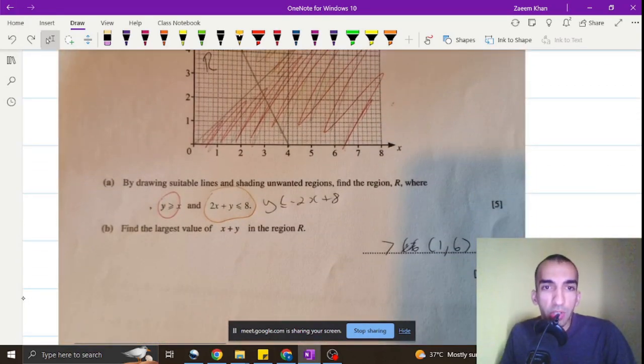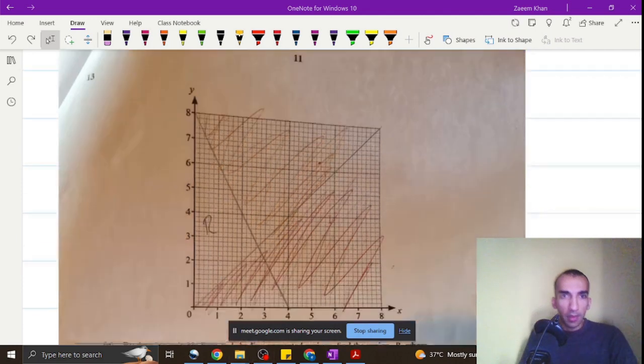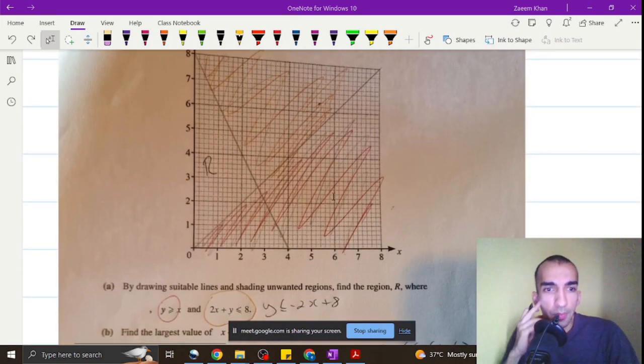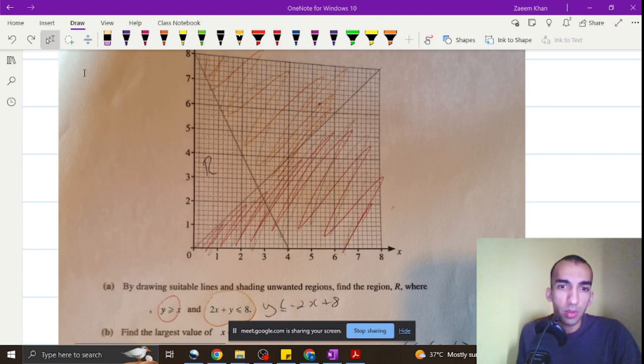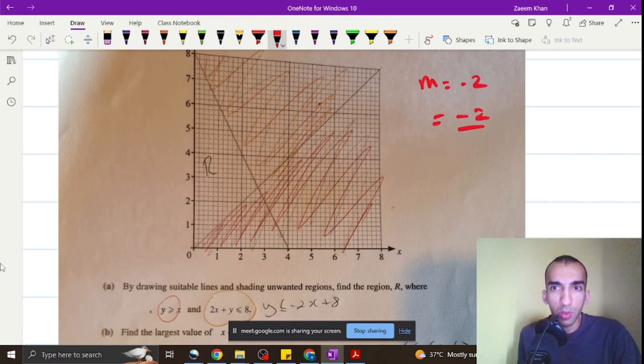By drawing suitable lines and shading the unwanted region isn't clear at all. You also have to see y is greater than or equal to x, unwanted region, so that's your wanted region, shading the unwanted region below, and 2y plus x. y is equal to minus 2x plus 8 to intersect, and how do we get minus 2? Minus 2 over 1, so you're going down by 2 and across by 1. Shabash, shabash. And you need the region below it, so you're shading the above. Perfect, perfect, perfect. 5.